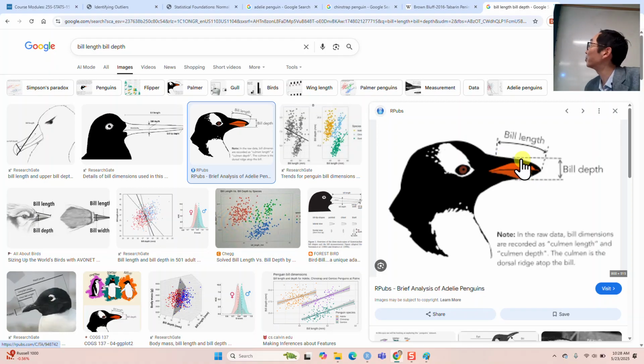Okay, so on the penguin, I don't know how the researchers did this. Did they have to chase the penguin and then capture them and then take a measuring and be like, well, we're going to measure your thing? I wonder. Okay, but anyway, this is the bill length and this is the bill depth.